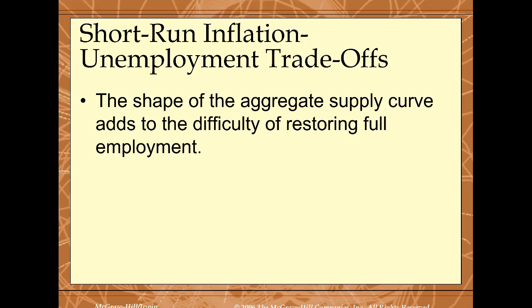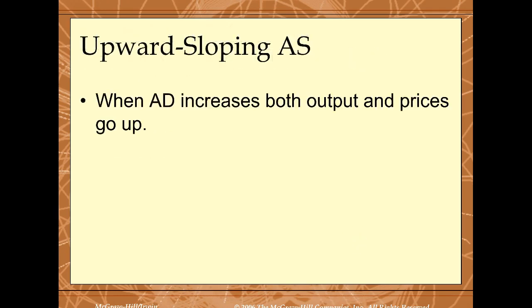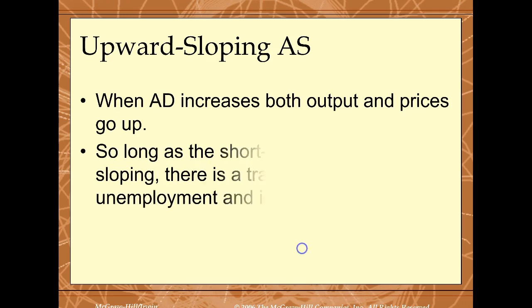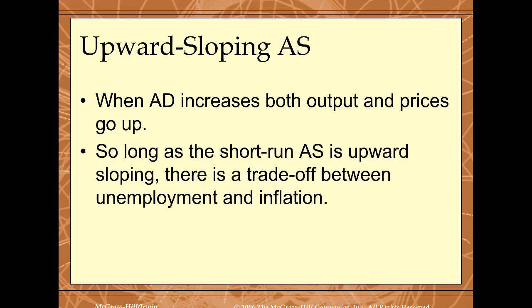So the shape of the aggregate supply curve, the AS curve, adds to the difficulty of restoring full employment. Why is that? Well, when the AD curve increases, both output and prices go up, right? So long as the short run aggregate supply curve is upward sloping, there's a trade-off between unemployment and inflation. Sometimes we call this the Phillips curve or Phillips relationship.